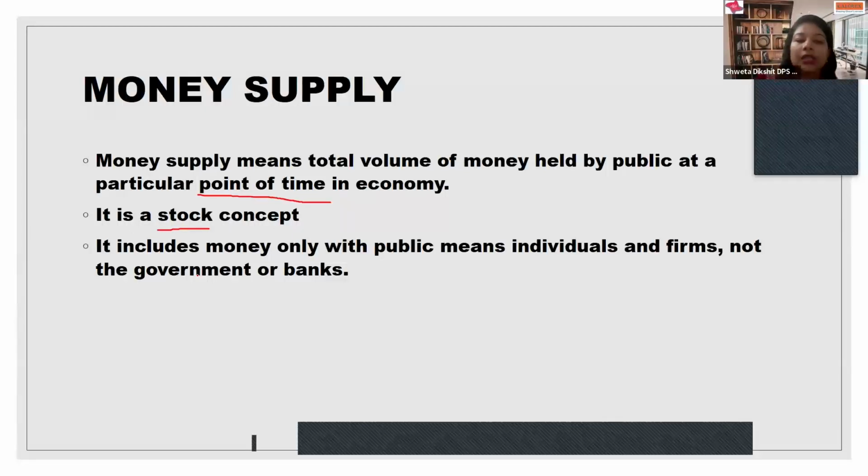Now, the money supply talks about 2 things. First, the money which is held with the public, meaning the individuals, the firms and all.